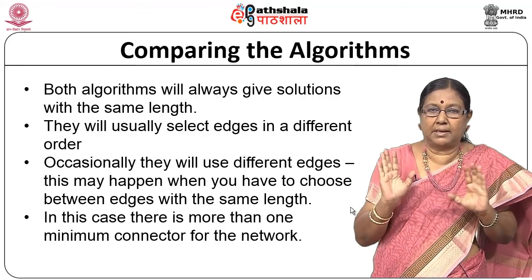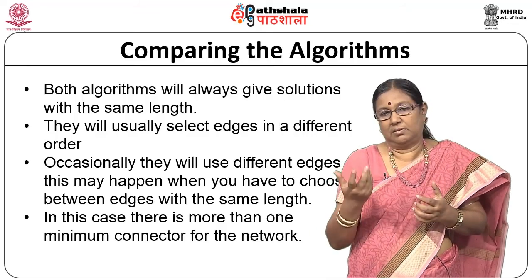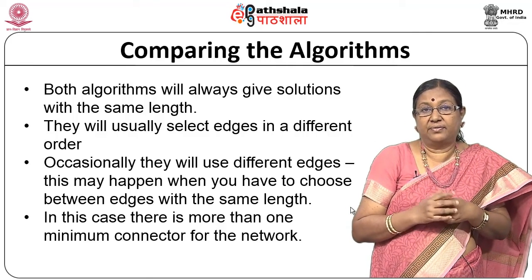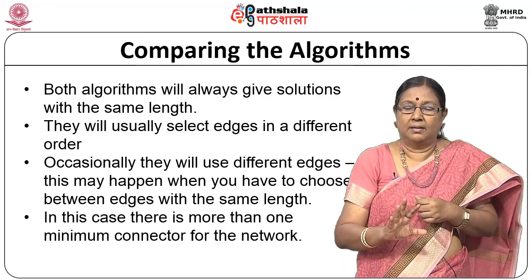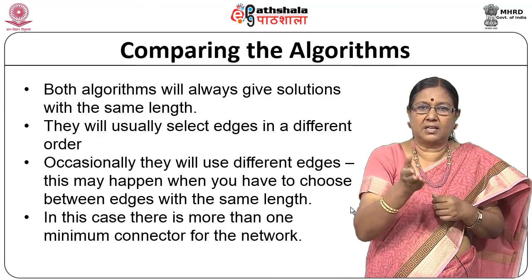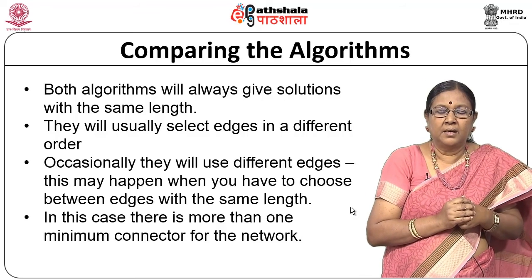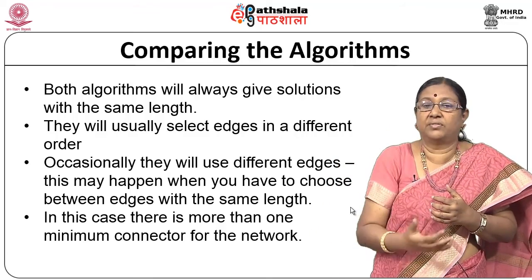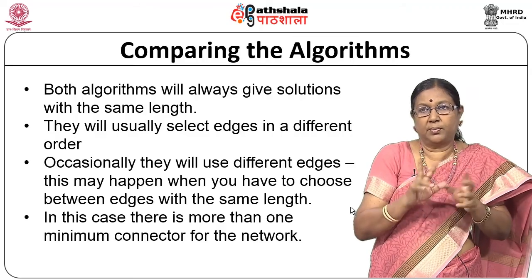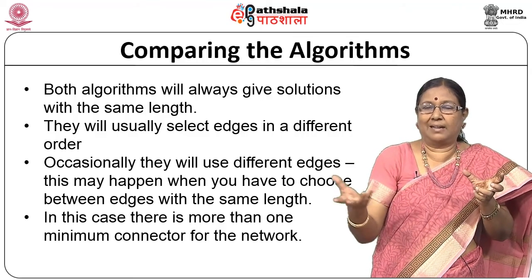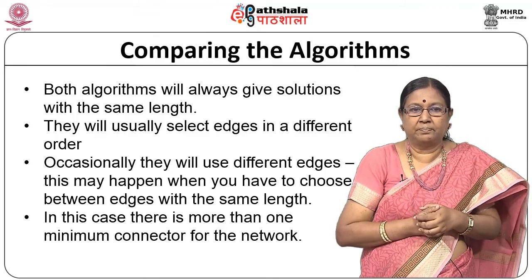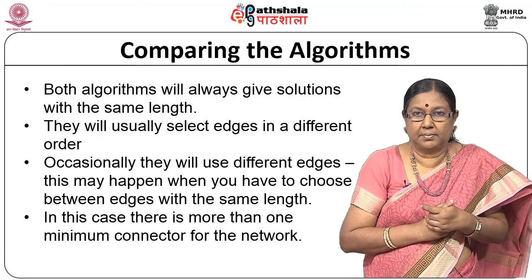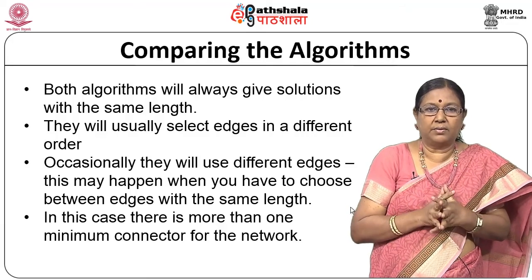The minimum is not going to change, the minimum length, or the minimum value of that length, or if you say weight, does not matter. And it can select the edges in a different order, that is possible. But that is again only possible if the edges have the same weight and the selection is like that. Occasionally they will use different edges; the order may be different, it may even use different edges. This may happen when you have to choose between edges with the same length or weight. So, if you have two choices, you can choose either one. If there are two choices, it means that more than one minimum spanning tree is available. So, this is what we are talking about.